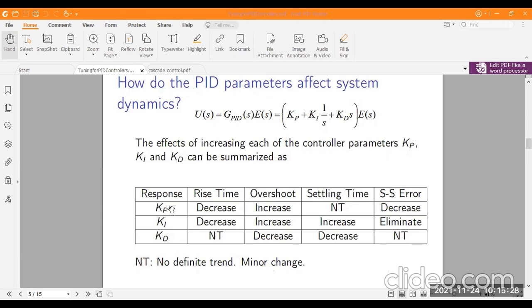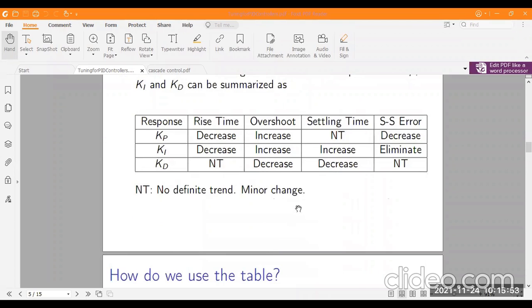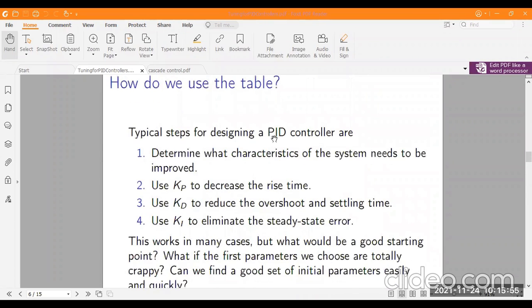So we use the proportional, integral, and derivative controller parameters for fine tuning of a PID controller in industry. This table is very important. Please remember these four categories: rise time, overshoot, settling time, and steady state error. Using this table we control the three controller parts.